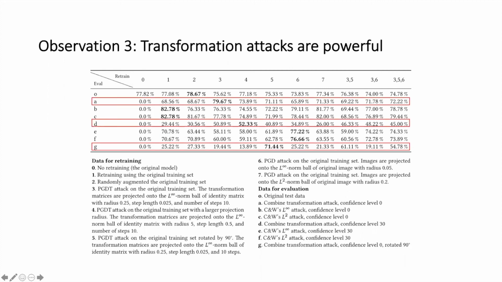Here is our observation 3. From rows A, D, and G, which are all transformation attacks, we can see that our transformation attacks can reduce the model accuracy to a pretty low level, even when the model is already defended, which means our transformation attacks are powerful.